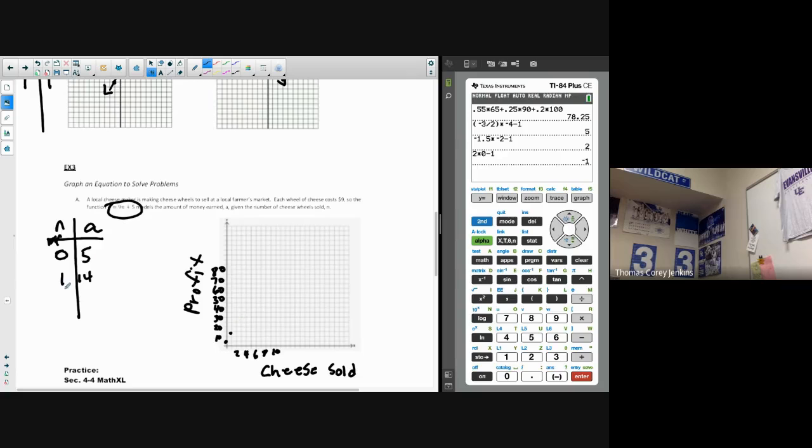Then let's skip ahead a little bit. Let's see, what if we sell 5 cheese wheels? So that would be 9 times 5 plus 5. That'd be 50. So 5 goes to 50.